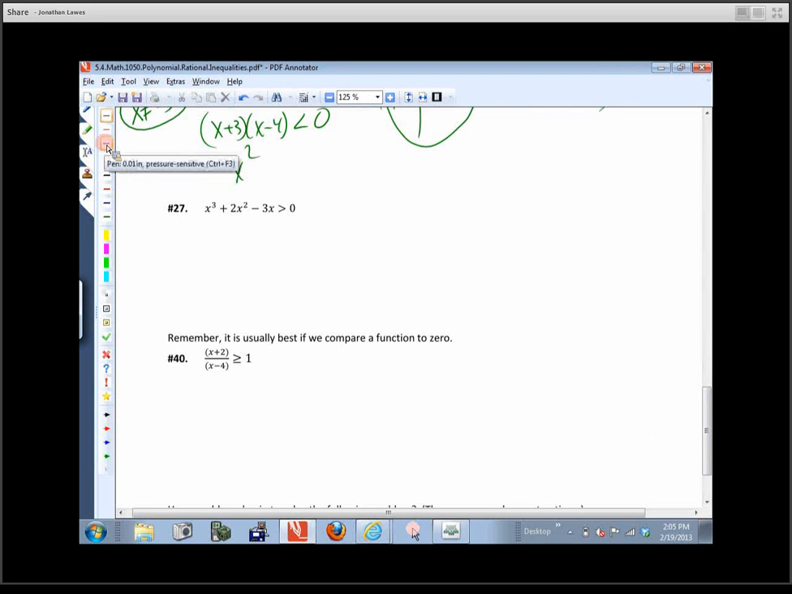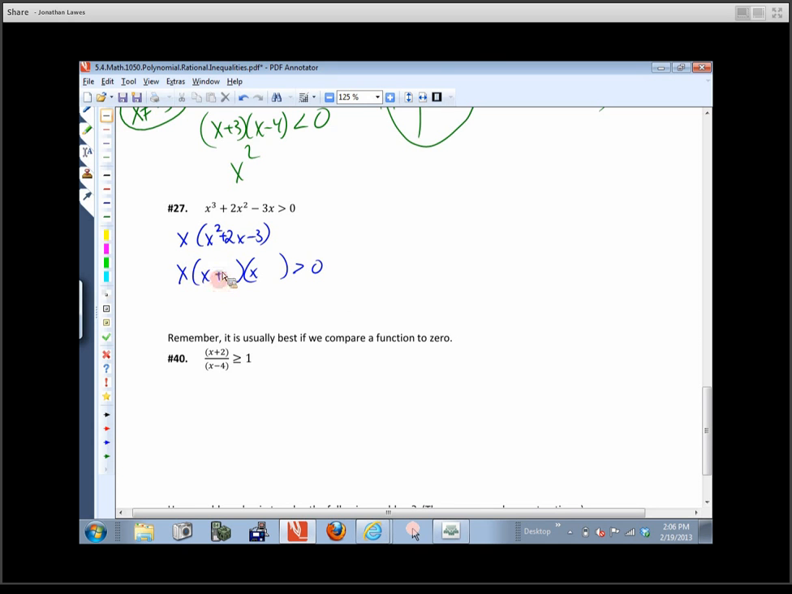This is problem number 27. What's wrong with it? Not factored. Is it easily factored? You bet it is. Again, all those factoring skills that you learned in Algebra 2, that you practiced in 1010, that we've reviewed to some extent in here, they come in really handy. If you can't factor, it makes this stuff really difficult to do.